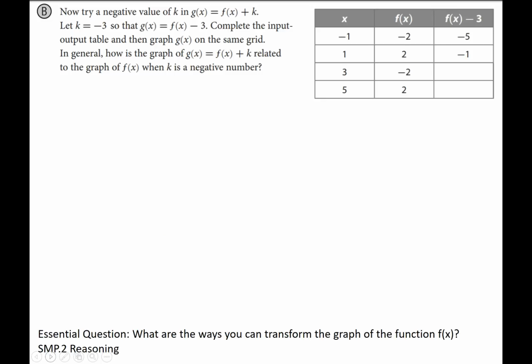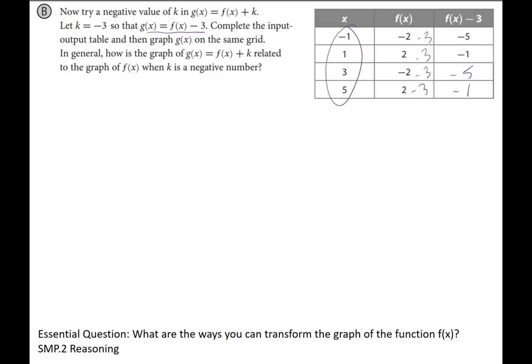All right. Now try a negative value of k in g of x equals f of x plus k. Let k equal -3. Okay, so we're going to graph this function, which means we're supposed to be subtracting 3, and we're going to complete the input-output table and the graph on the same grid. So let's see, we're subtracting 3, and we get -5. Subtract 3 again, we get -1. Subtract 3, we get -5. And subtract 3, we get -1.